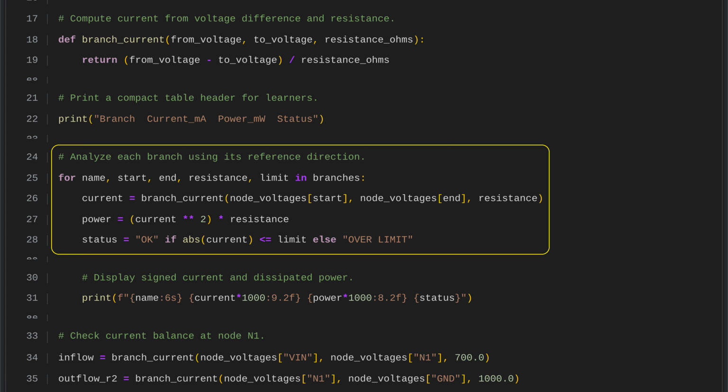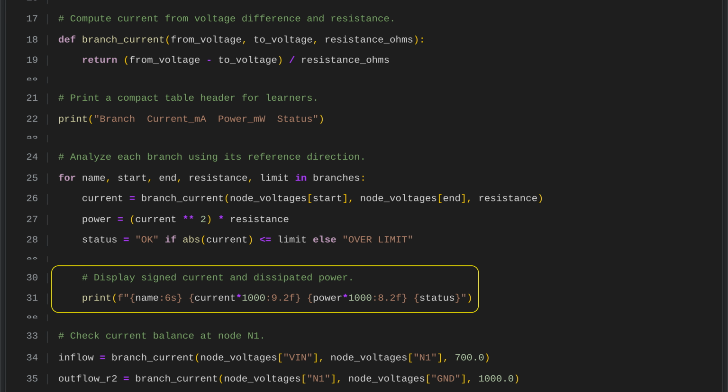It calculates the branch current from the voltage difference between the nodes divided by the resistance, then finds the power dissipated from the current and resistance. Finally, it compares the current's absolute value with the allowed limit and marks the branch as either operating safely or over the limit. The code prints one formatted summary line for each circuit branch.